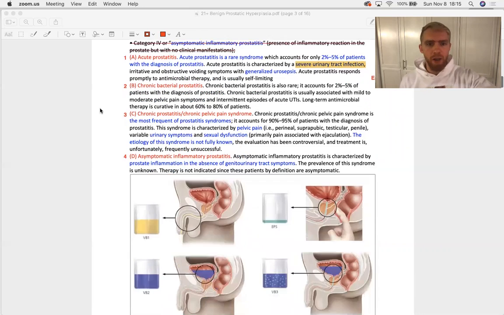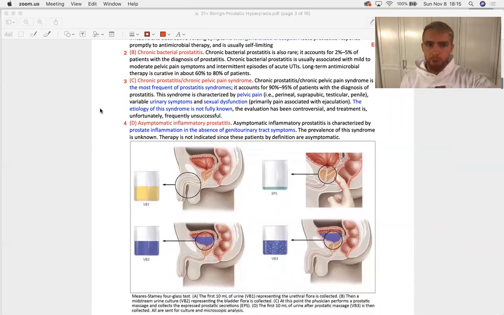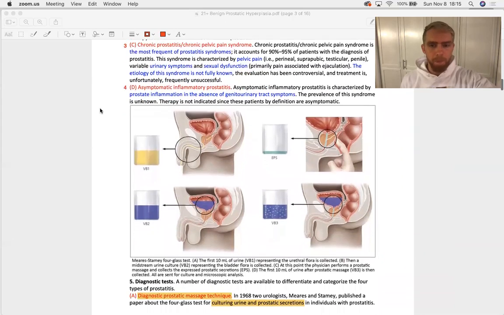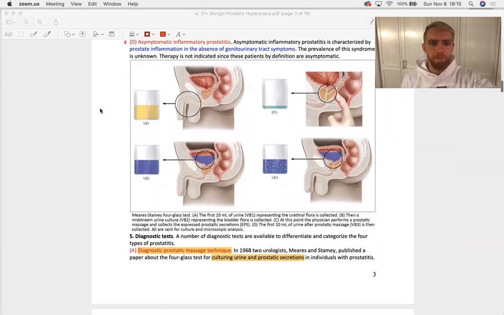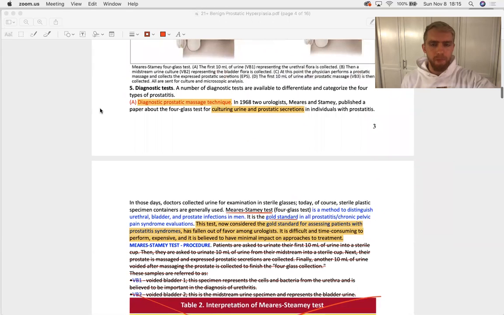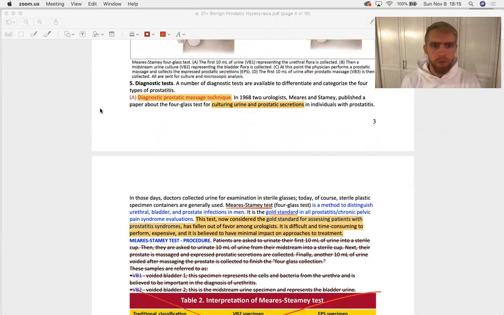But then we get to chronic non-bacterial prostatitis. Again, this is the majority category here, and it's going to be culture negative. And then you've got a 4th category that's very minor.